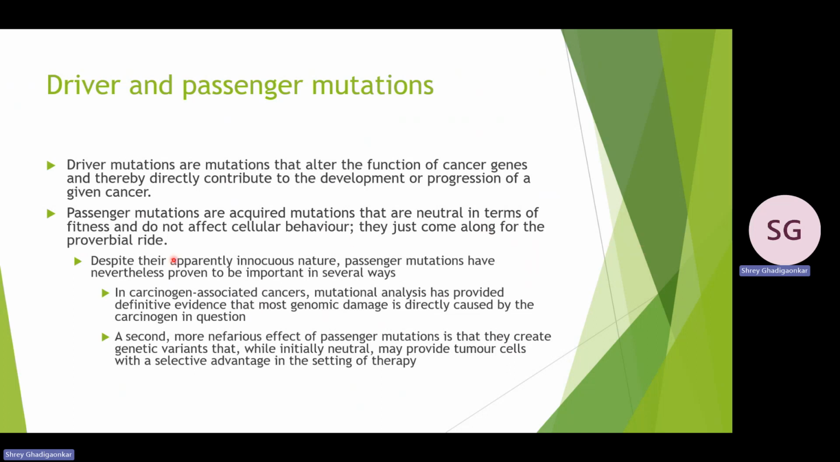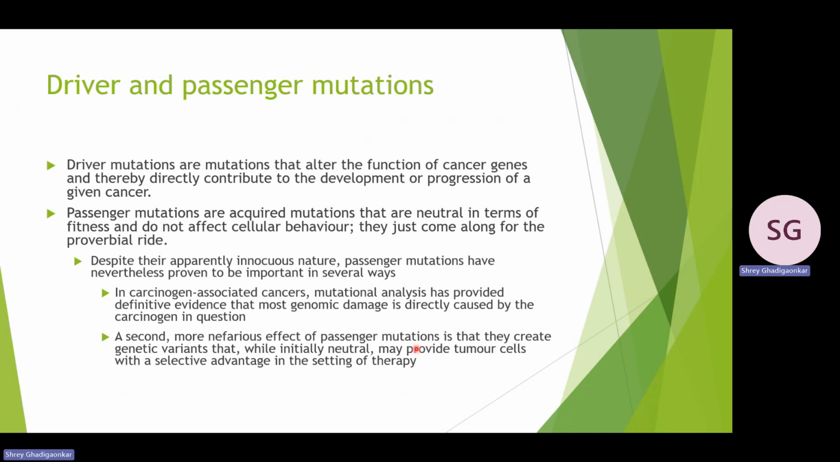For example, we'll come to examples over here. Despite their apparent innocuous nature, passenger mutations have nevertheless proven to be important in several ways. In carcinogen-associated cancers, mutation analysis has provided evidence that more genomic damage is directly caused by the carcinogen. One example of this would be that before the sequencing of melanoma genes, the causative role of sun exposure in this cancer was debated. Nowadays, we know that melanomas have thousands of mutations of a type that is specifically linked to the damage caused by ultraviolet light.